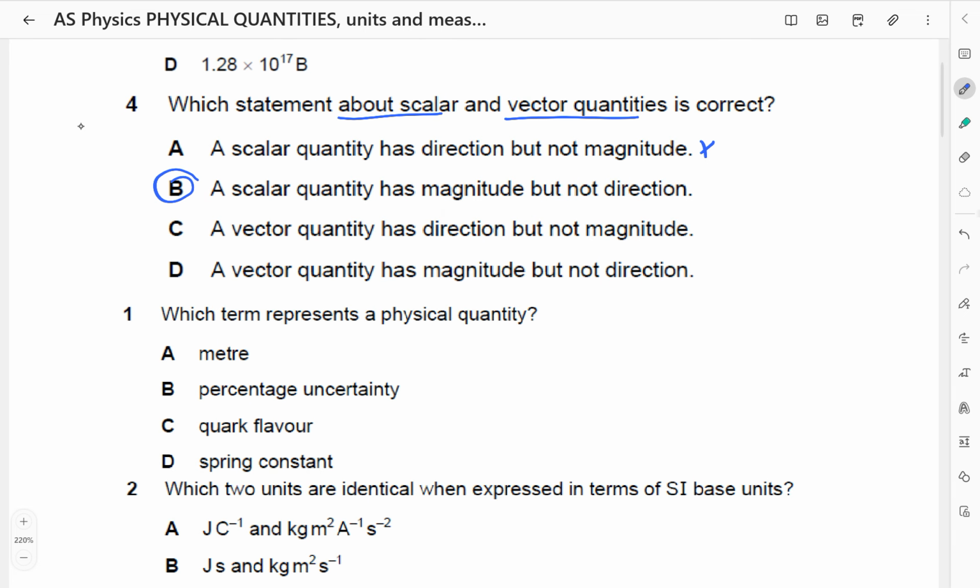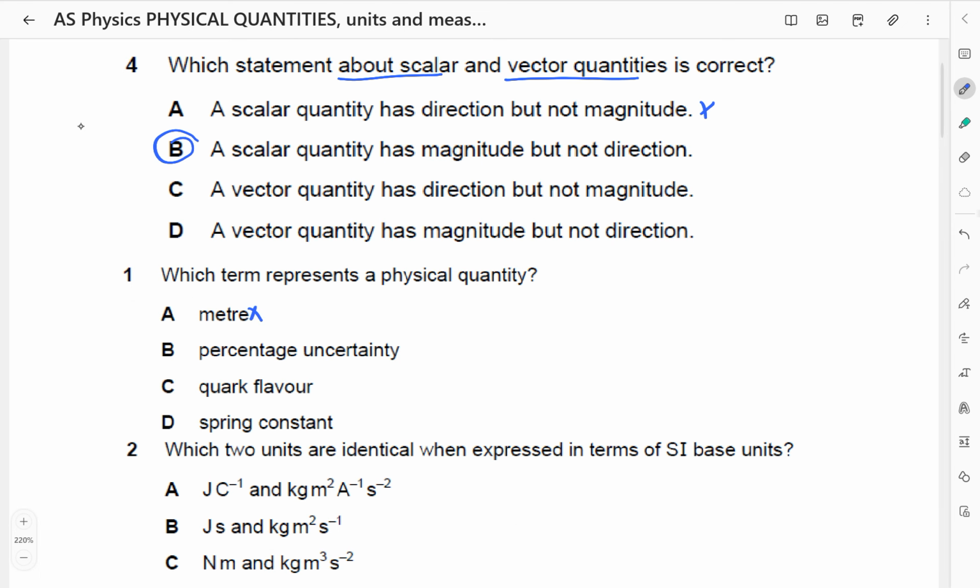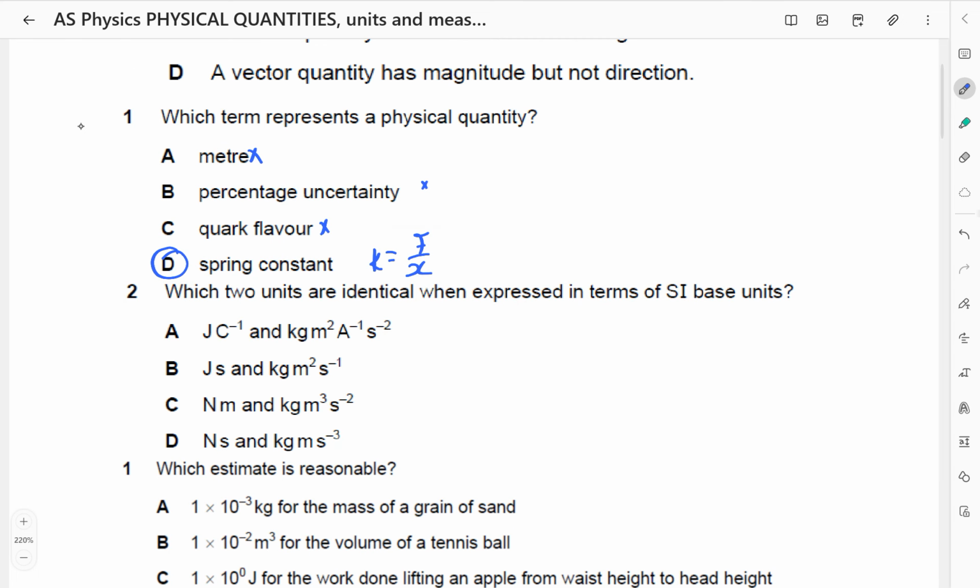Which term represents a physical quantity? Meter is a unit. Percentage uncertainty is not a physical quantity. Quark flavor is not a physical quantity. Spring constant, remember K, the spring constant from Hooke's law, is F over extension. So it has a unit. It will have a numerical magnitude and a unit. So this is a physical quantity because it can be expressed with a unit and a numerical magnitude.